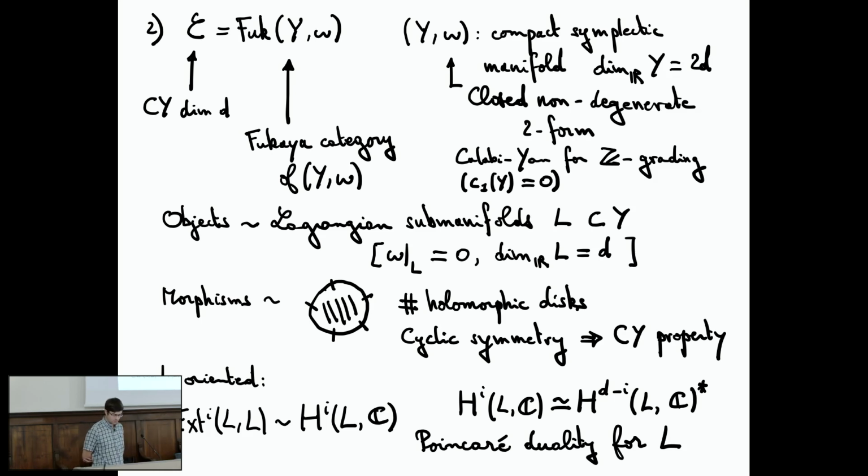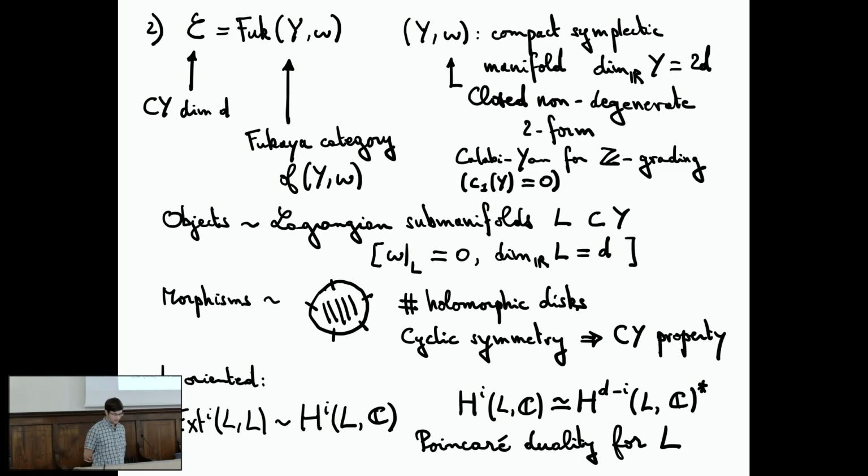So if (Y, omega) is a compact symplectic manifold, so Y now is a real compact smooth manifold of real dimension even, equal to 2 times D. And if omega is a symplectic form, so a closed non-degenerate 2-form on Y, then in symplectic geometry there's an object you can attach to this data, which is called the Fukaya category of this symplectic manifold.